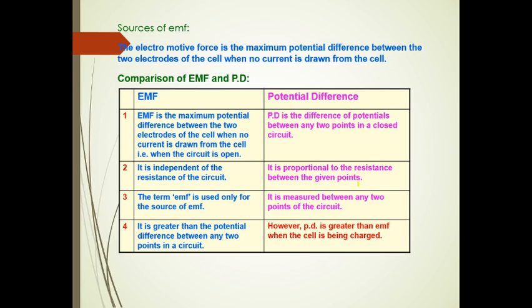between the given points. And the term EMF is used only for the source of EMF, while potential difference is measured between any two points in the circuit. EMF is greater than the potential difference between any two points in the circuit. However, potential difference is greater than EMF when the cell is being charged. Only in the case of charging is the potential difference larger than the EMF of the cell.